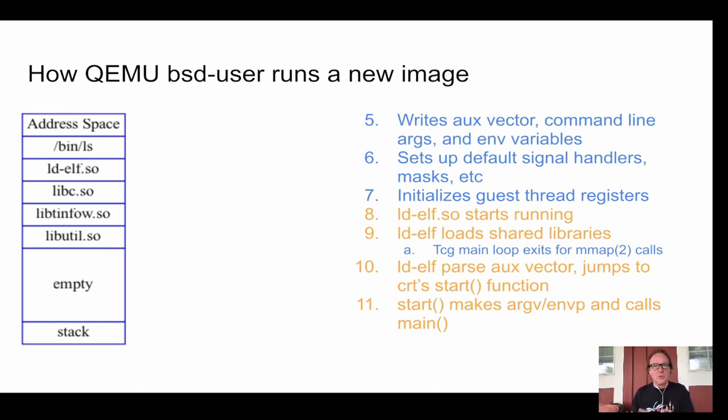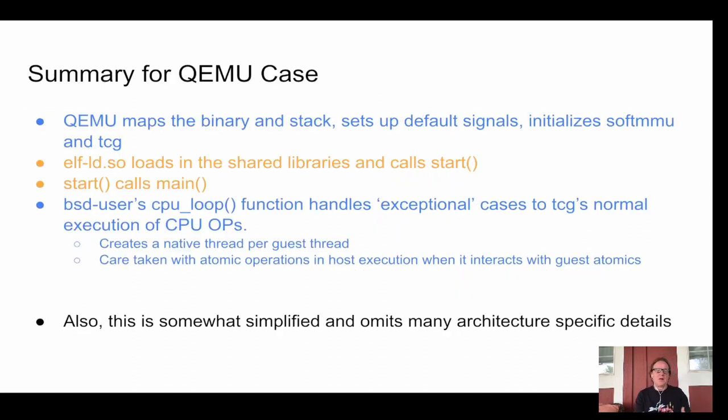As qemu is running, for qemu, there's not a CPU involved. It's just the guest CPU running. And you've got the BSD user code, which is the description in blue here. You know, qemu maps everything in and sets up the signal handlers, initializes the MMU, the TCG state, then jumps to ld-elf.so, which does its thing and calls start.